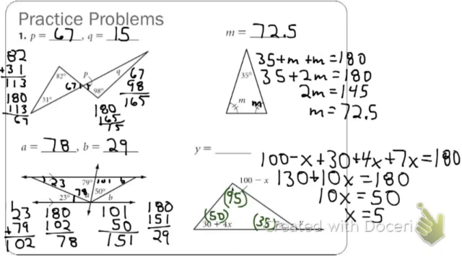Now to find y. Two options. I can either take 135 and subtract it from 180, because they're a linear pair, or I could add 50 and 95 because it's an exterior angle. In either case, I get that y is 145 degrees.